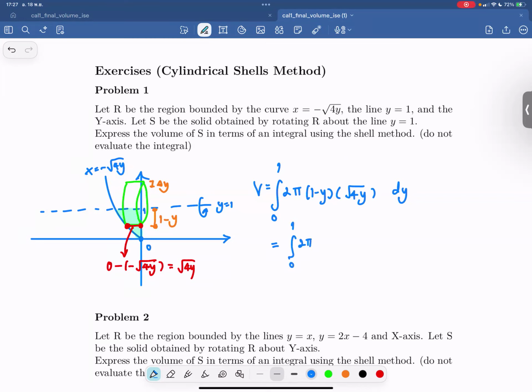Next, we have to find the calculation. So, for square root y dy, and then I will pull the constant out, for pi times (1 minus y) square root 1 dy. Okay. Sir, doesn't it say to not evaluate the integral? Yeah. You're right.